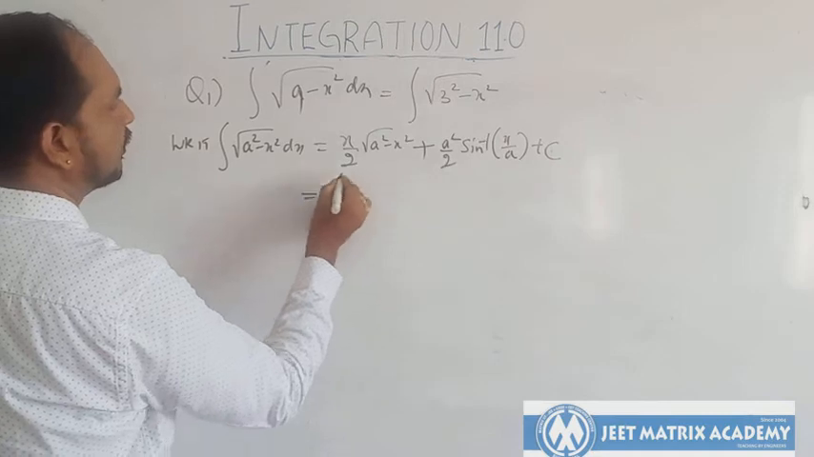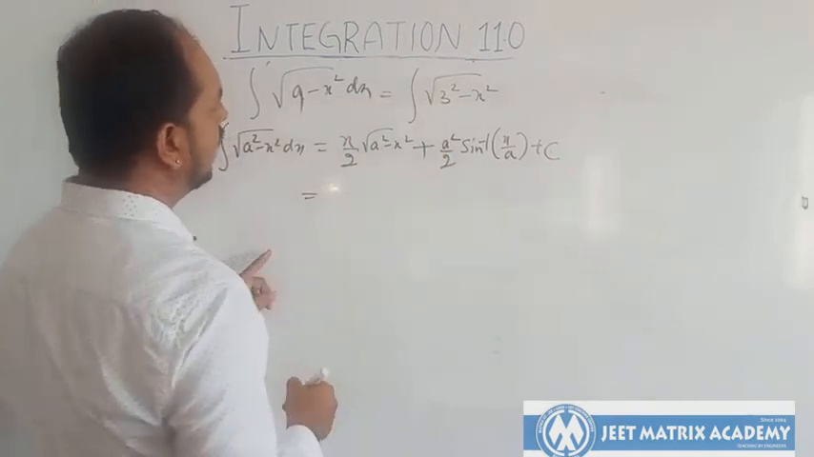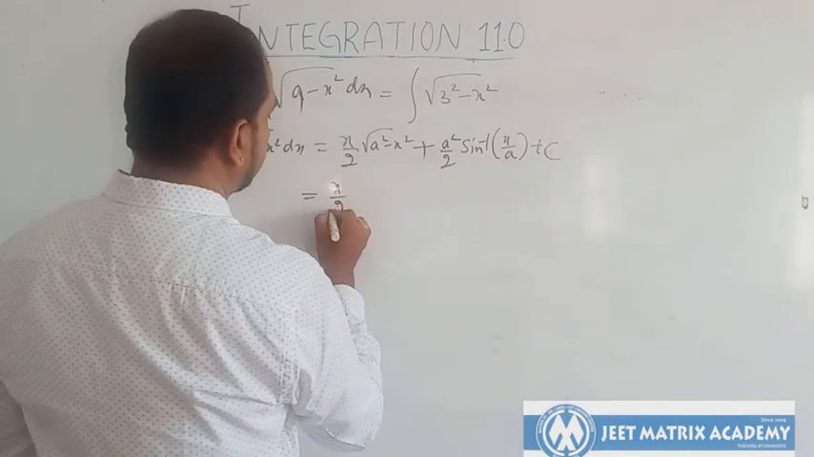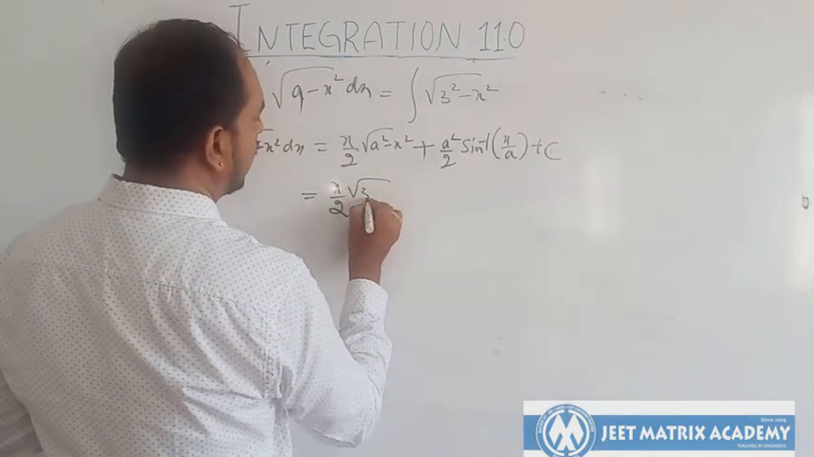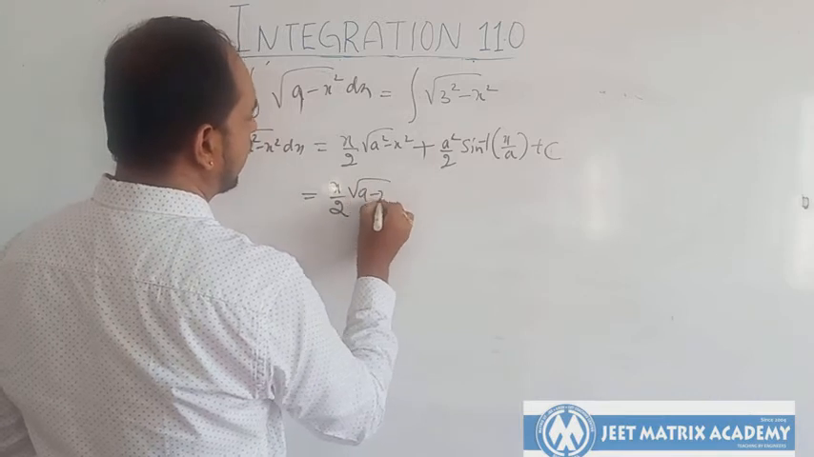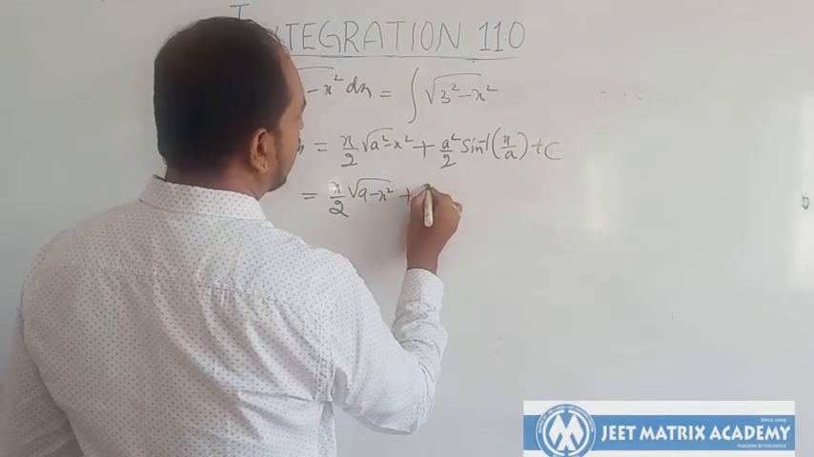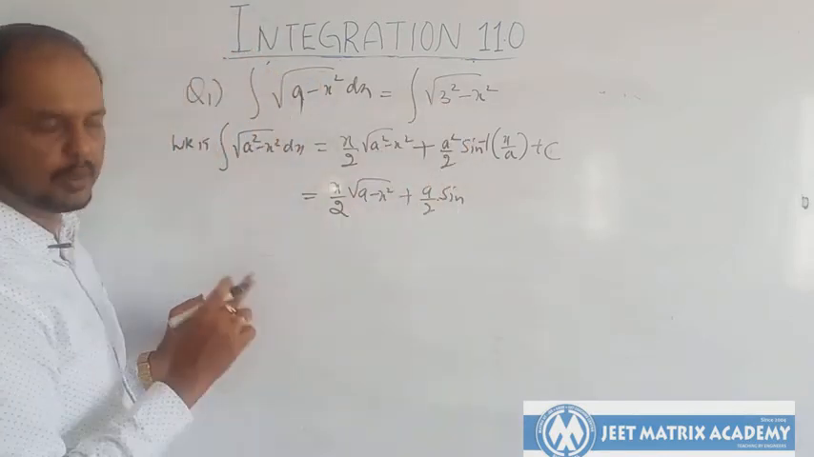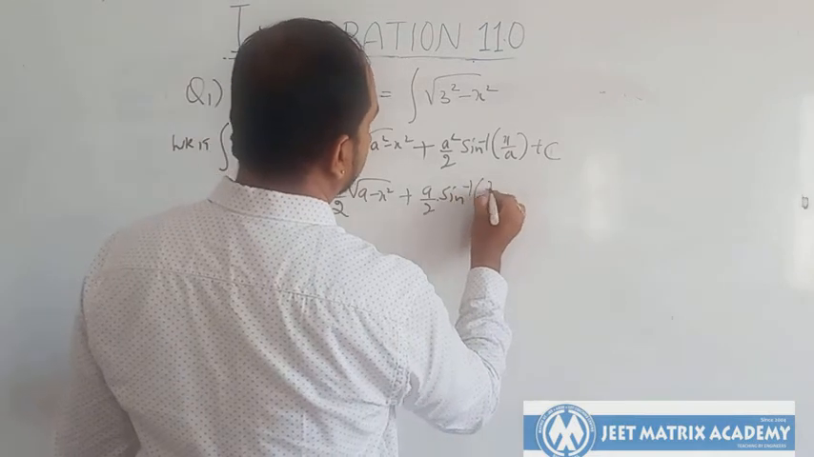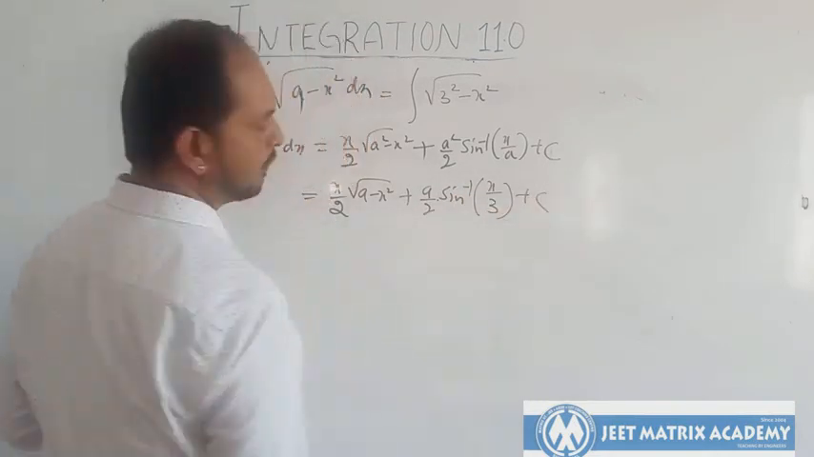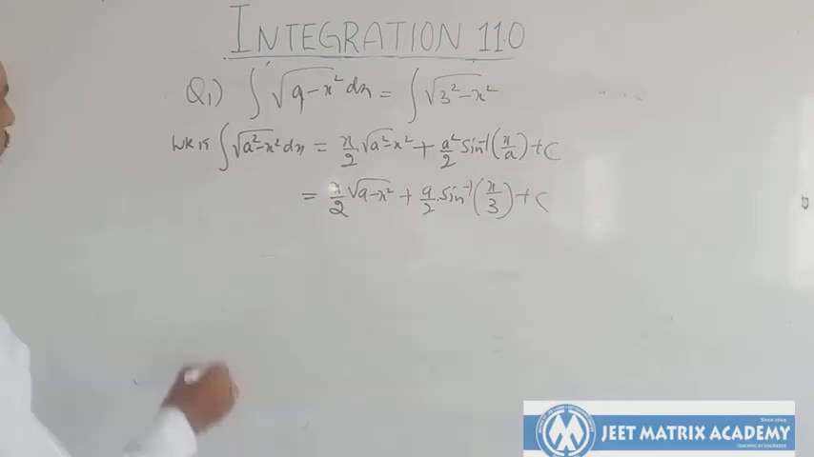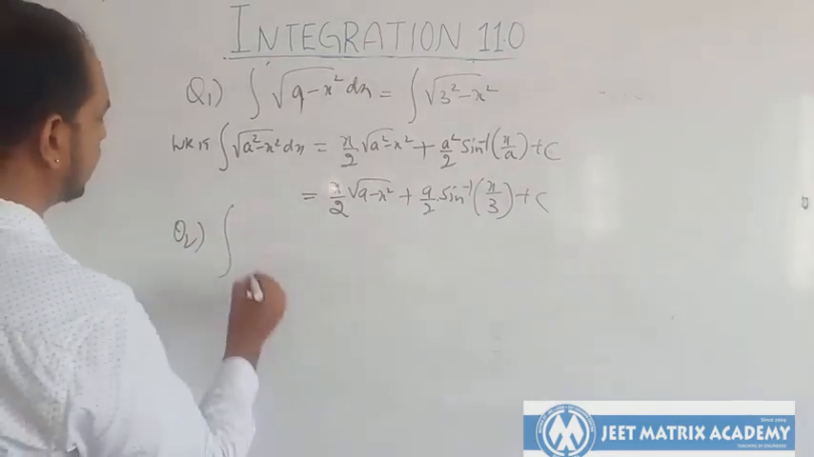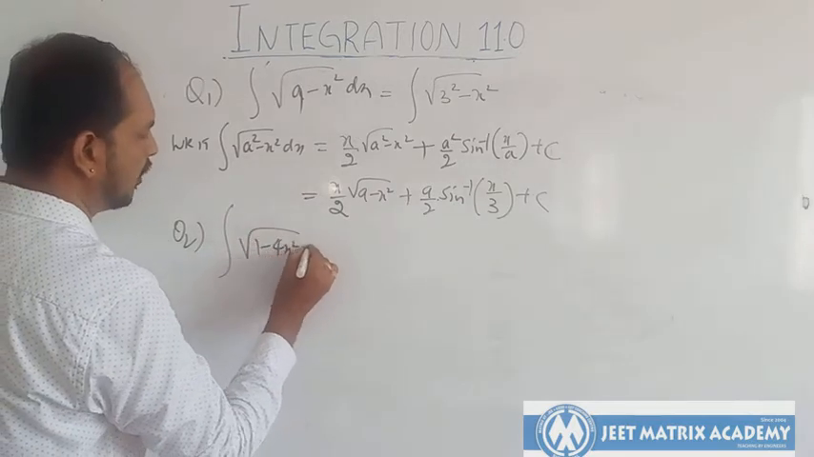So now if you apply this form here, a square minus x square, the first one is the same: x by 2 root of 3 square minus x square, or I could write 9 minus x square, plus a square, that is 9 by 2, a is 3, remember, sin inverse of x by 3 plus c. Hope you are getting. Question number 2, integration of root of 1 minus 4x square dx.